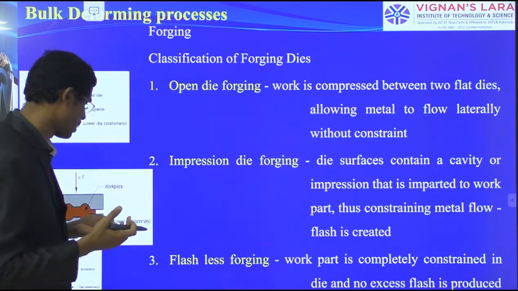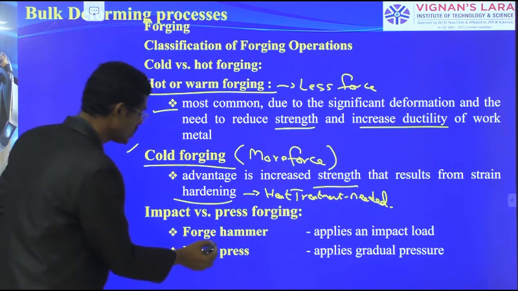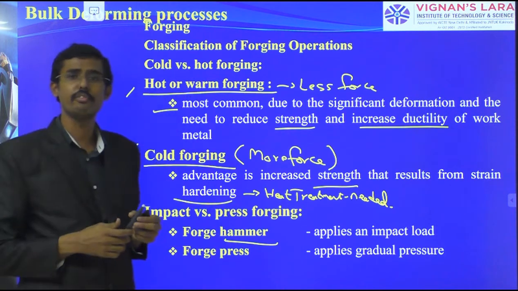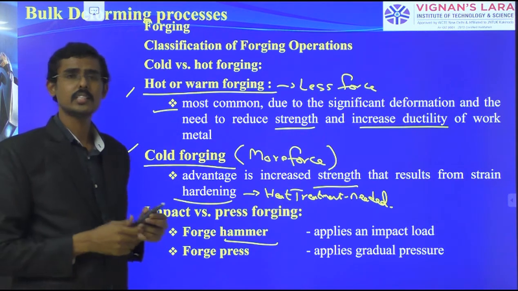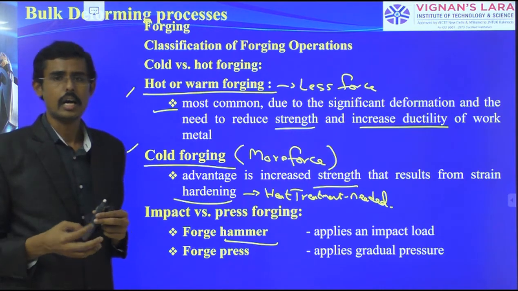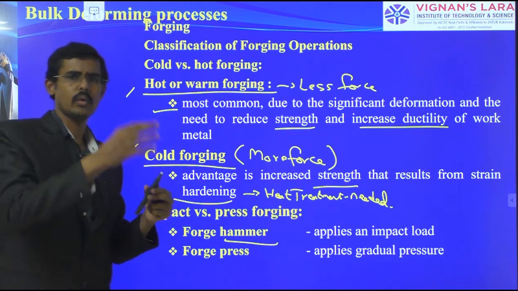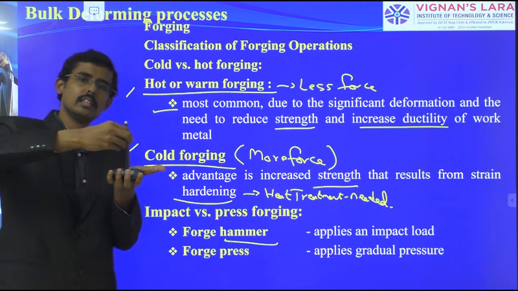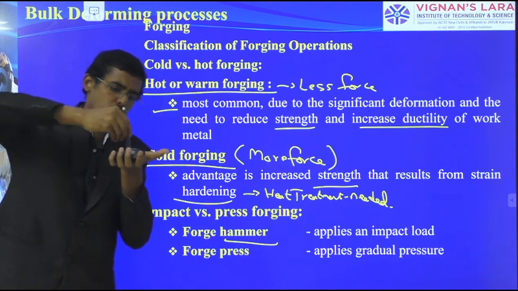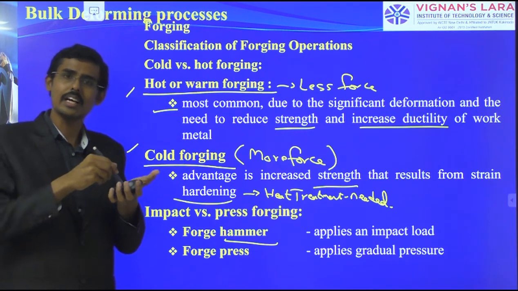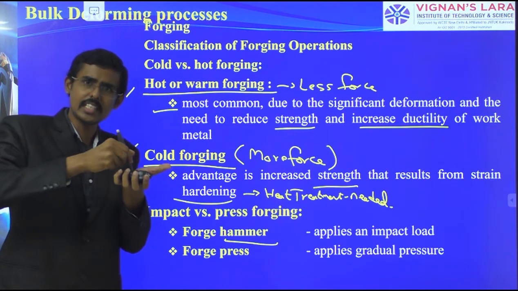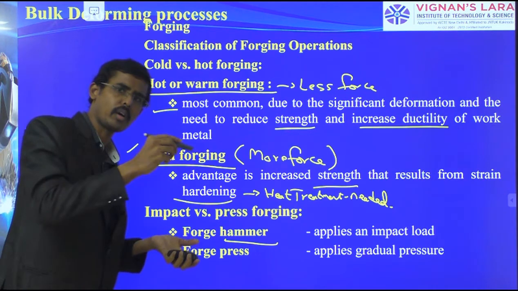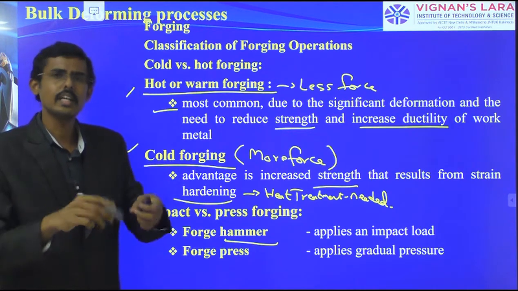How are we doing it? We can do it by forging hammers, which means taking a hammer and hitting with high force. That is forging hammers. Otherwise, I am doing it by a pressing action. I keep the material inside the die and slowly press. That is also forging, and I am calling this press forging. Hitting I am calling a hammer forging process. So there are two categories.